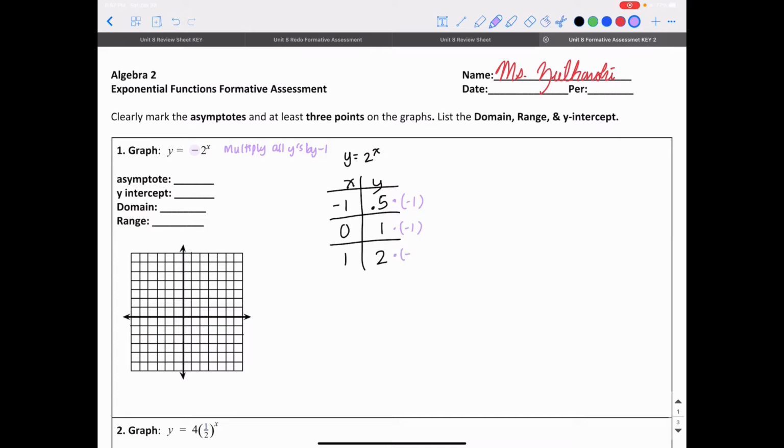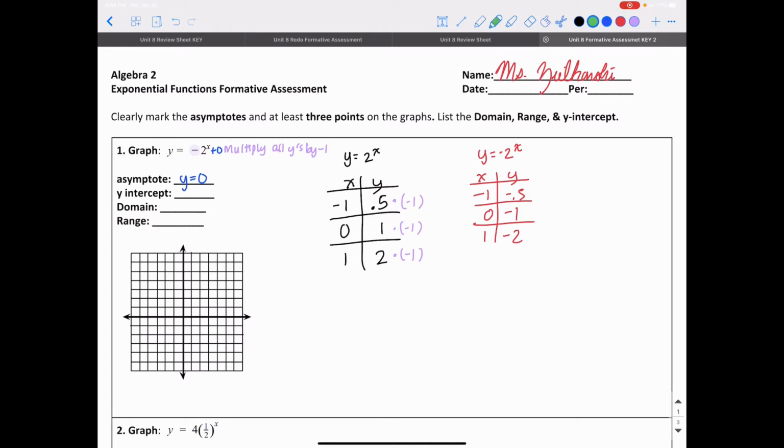And when I do that, they just change to their opposites. So my new table will be negative 1 and negative 0.5, and 0 and negative 1, and 1 and negative 2. And that will be, for the function, negative 2 to the x power. My asymptote for that is, there is no vertical shift. I'm not adding or subtracting anything, so the asymptote is automatically at y is equal to 0.